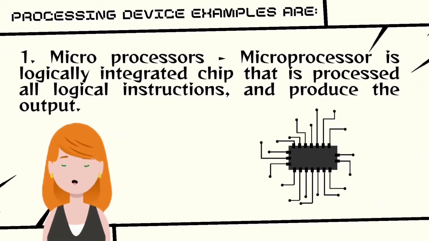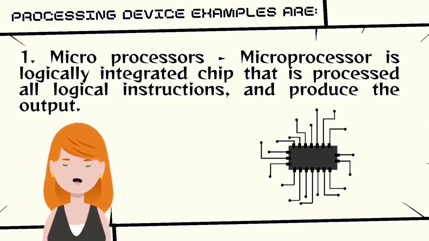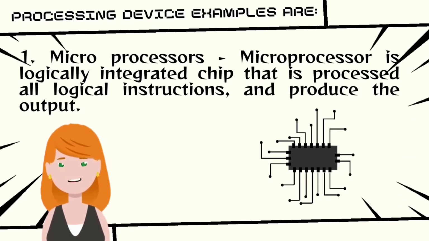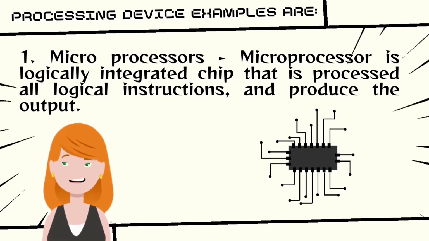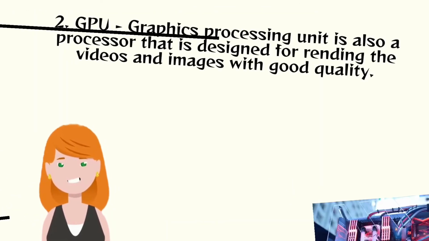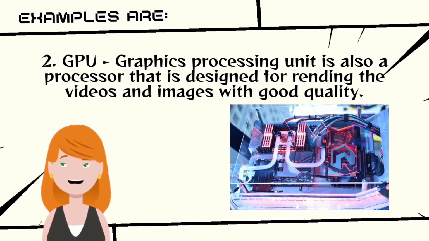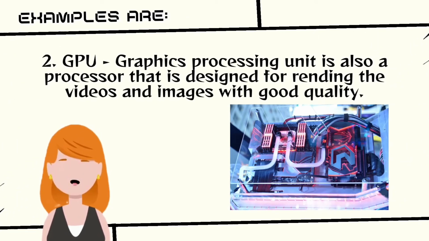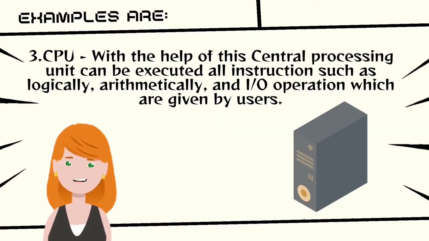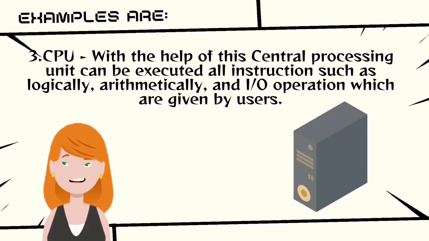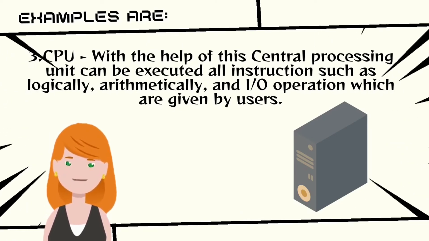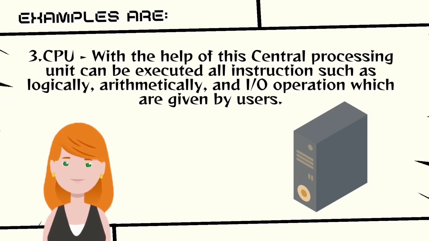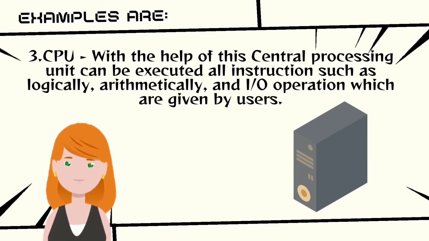Processing device examples are microprocessors. A microprocessor is a logically integrated chip that processes all logical instructions and produces the output. Second, GPU. Graphics Processing Unit is also a processor, designed for rendering videos and images with good quality. Central Processing Unit. With the help of the central processing unit, all instructions, such as logical and arithmetic operations given by users, can be executed.